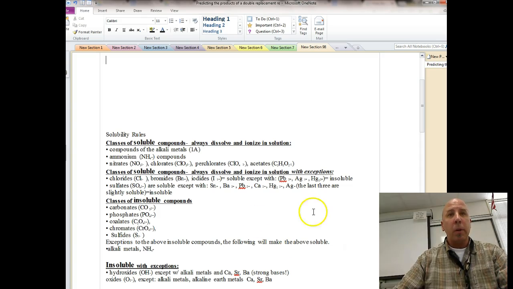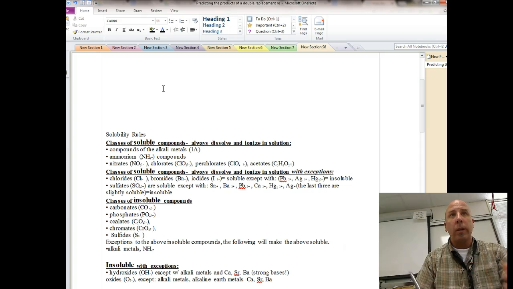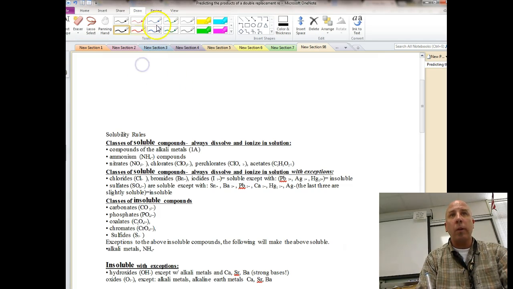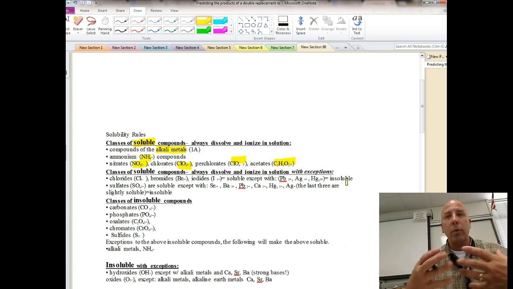We have classes of compounds, for example, given here, and you should pull this up while you're watching so it makes sense. We have classes of compounds that are always going to dissolve in solution, always going to be soluble. These are anybody who has an alkali metal in group 1A, the ammonium compound, as well as nitrates, chlorates, perchlorates, and acetates. If you have those in you, you're going to be soluble.